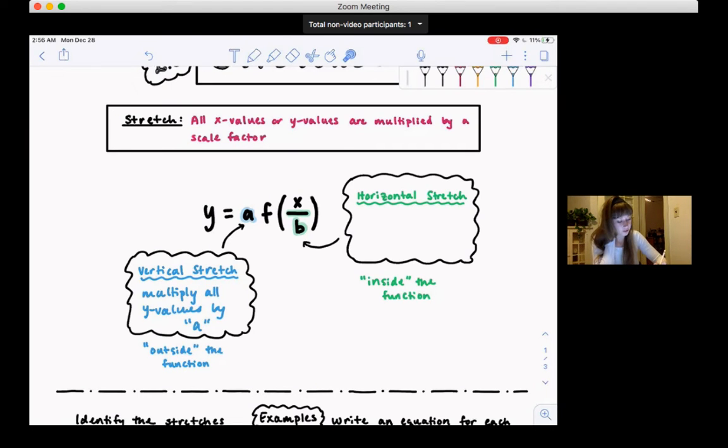Okay, horizontal stretches show up inside the function. So this b, which is inside the function, that's our horizontal stretch. And whatever this b value is, that's our scale factor, so that's what we multiply by. So in this case, we're going to multiply all of the x values by our scale factor of b. Okay, and it's a little weird. It shows up in the equation as division by b, but when we do the stretch, we multiply by b, so it's a little bit opposite.